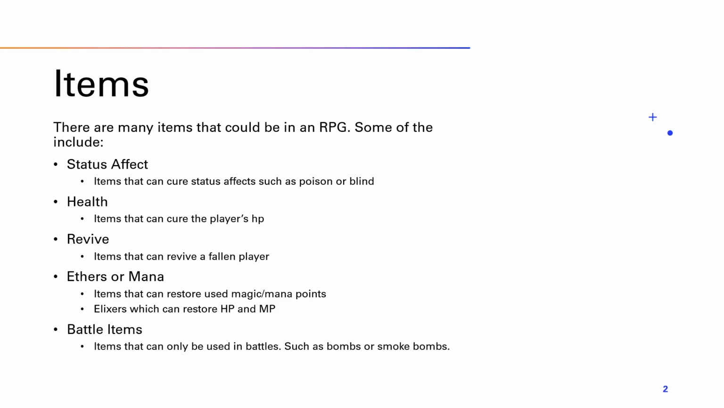Battle items are items that can only be used in battles, such as bombs or smoke bombs, etc. And then key items. These are really cool because they can be used for different bartering, secrets, or to continue the storyline of the game. There's no other use for them except for something to do with the story.